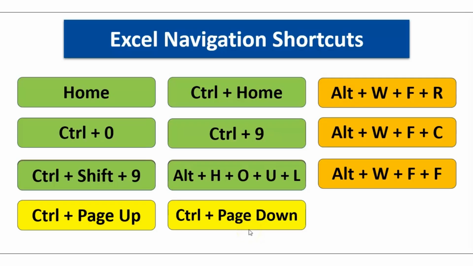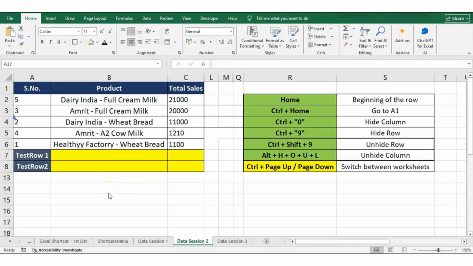Control Page Up and Control Page Down help in switching between the worksheets. Let us now move to our Excel sheet to discuss them in detail. So, these two navigation shortcuts help in navigating between the worksheets. Our current worksheet is Data Session 2.